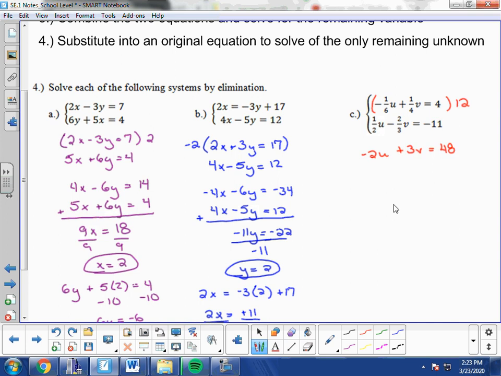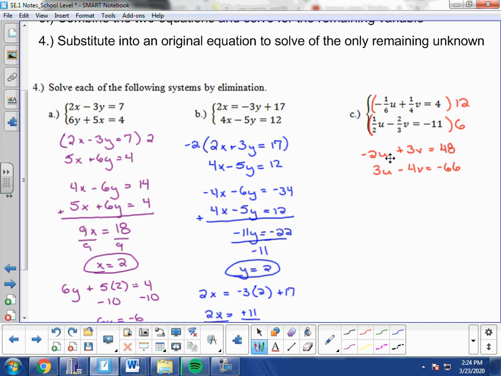Now, I'm going to do the same thing on the bottom equation. I'm going to get rid of the fraction before I worry about eliminating. So I'm going to multiply by 6 here. So to get rid of a 2 and a 3, I can multiply by 6. So that would give me 3u minus 4v equal to negative 66. So here we have gotten rid of the fractions, which is probably the hardest part for most people.